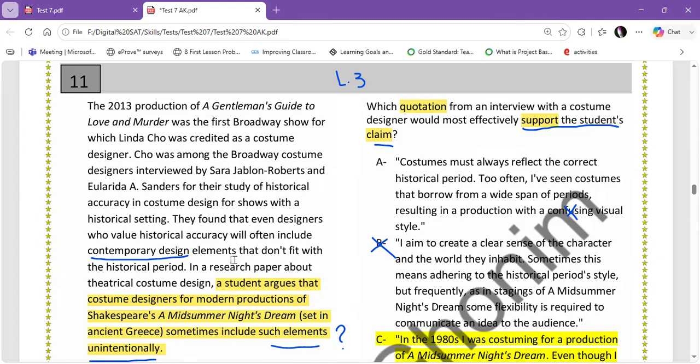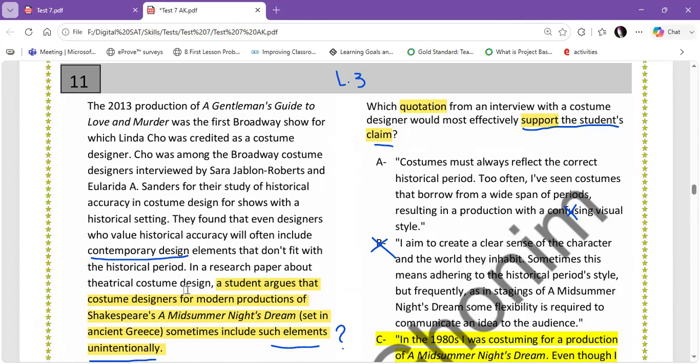So they made a mistake when designing for a historical period, a kind of blending of contemporary design, putting something from modern times. In a research paper about theoretical costume design. So now I want to support that those designers include such elements. What elements? The contemporary design.